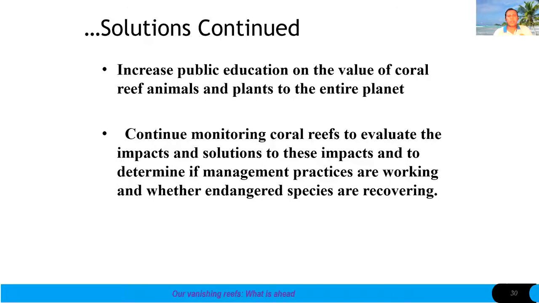We can collect so much data, but we don't have anything. And actually recently we started doing some reef health monitoring from our research center. Now we are continuing that, it's a long-term monitoring of coral reefs.